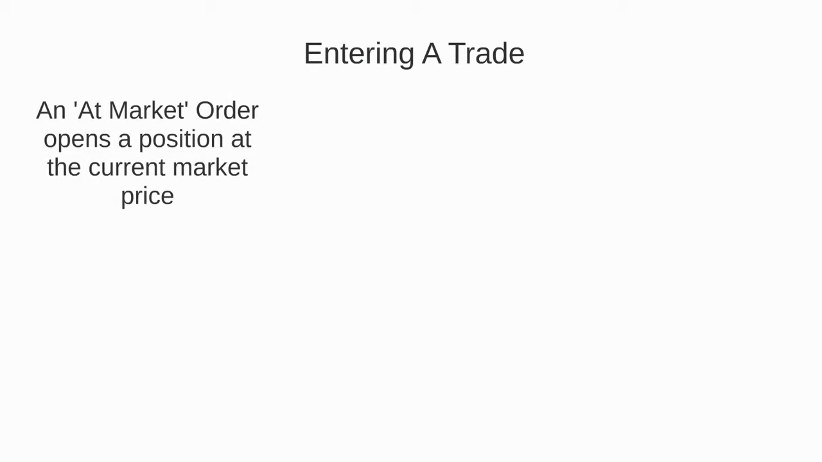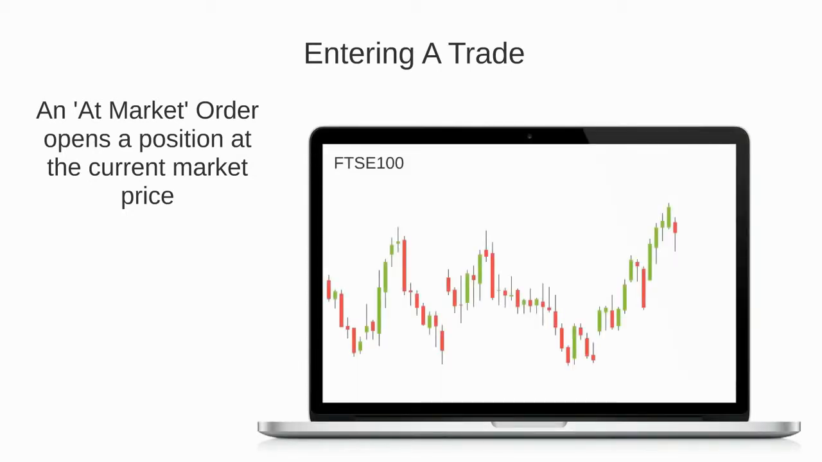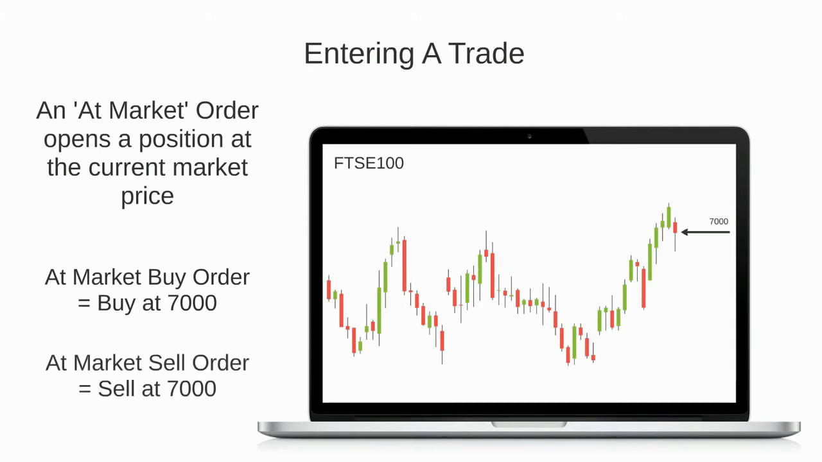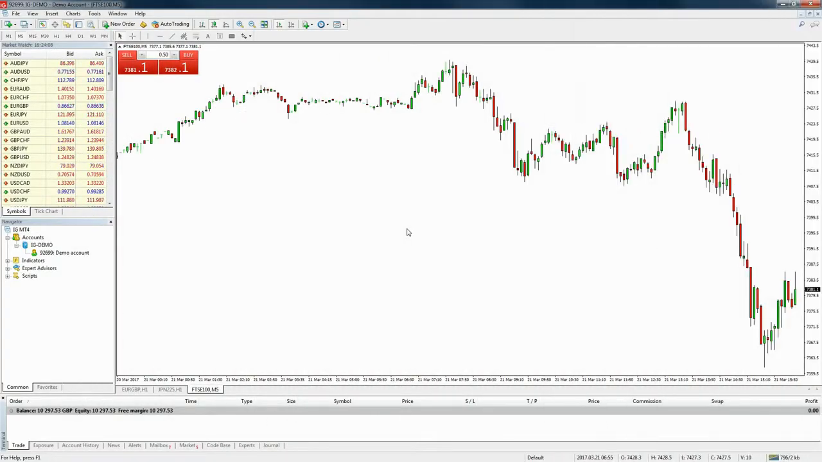Basically, this order opens a buy or sell position, depending which direction you want to take, at the current market price. Let's say, for example, that I wanted to open a buy position on the FTSE 100 and it was currently trading at 7,000. If I were to open the position with an at-market order, I would buy the market at 7,000. Alternatively, if I were to open a sell position using an at-market order, I would sell the market at 7,000.